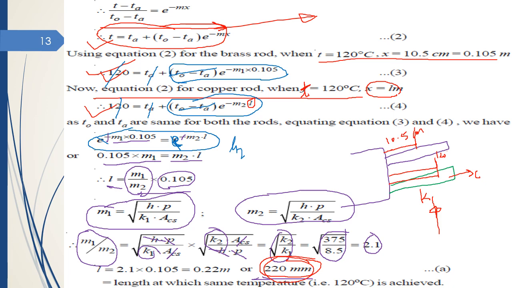If I say this is 110, then this is 220, meaning compared to the brass, almost at double the distance the same temperature is achieved. So if you just know this part, that for copper the thermal conductivity is high, so the resistance offered to the heat transfer is less, because of that the same temperature is observed at a large distance. And if this is your logic, if this is your fundamental, then definitely you can rock the field.